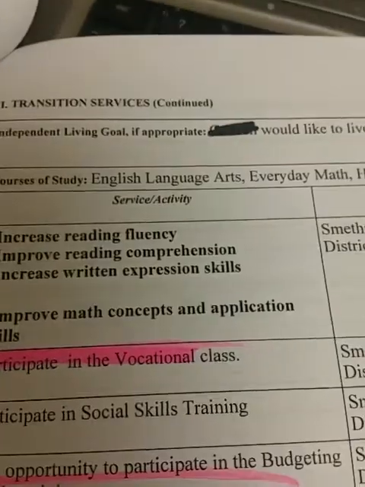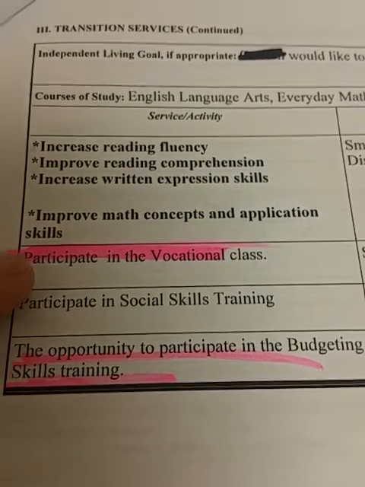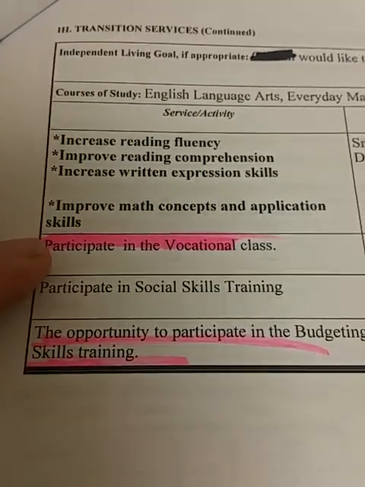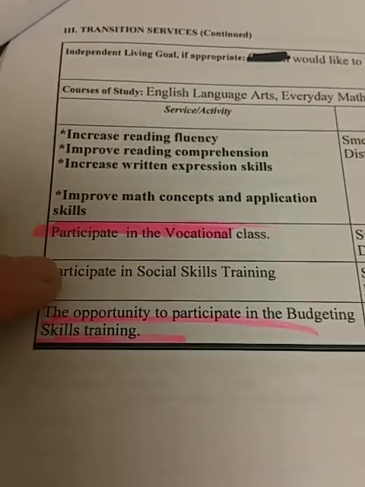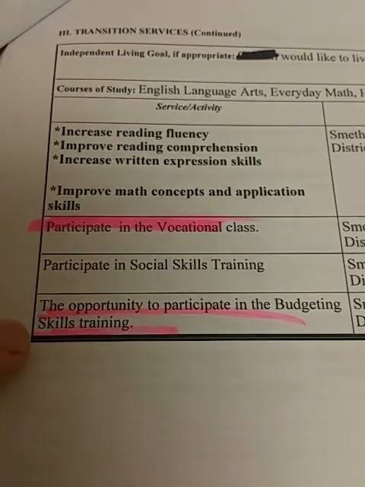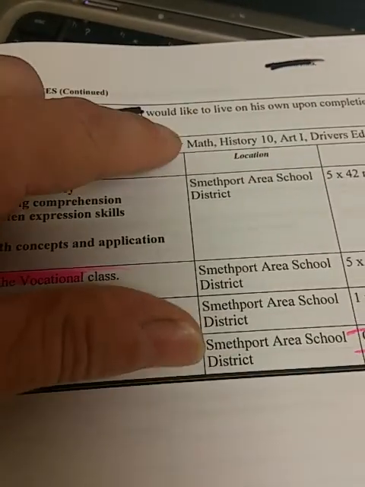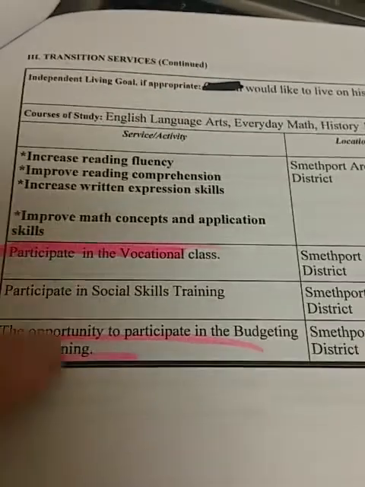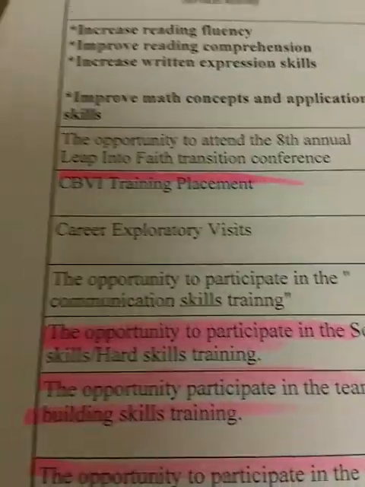Okay, and here is his independent living goal, and here we have participate in the vocational class. The vocational class, which all of you will be doing this year, is the cooking and the curriculum that we follow. Then we have the OVR, social skills training, which took place in the classroom, and the opportunity to participate in budgeting skills training. All of these service activities support this goal. We do these to help him reach this goal. These should never be blank if there's a goal. Same with this, it should never be blank if there's a goal.